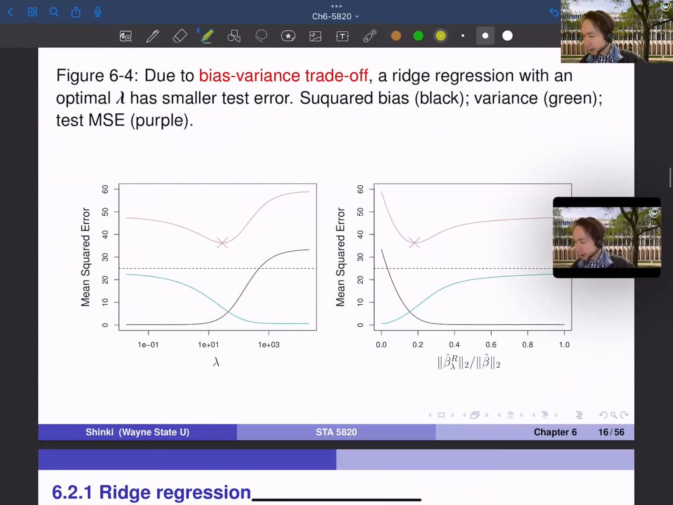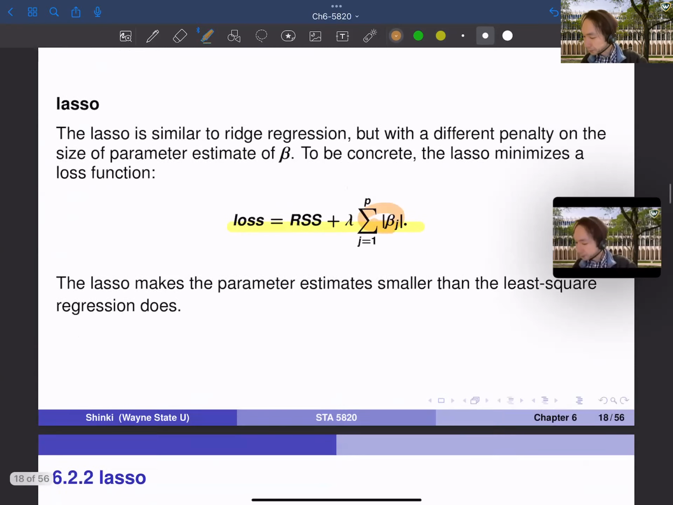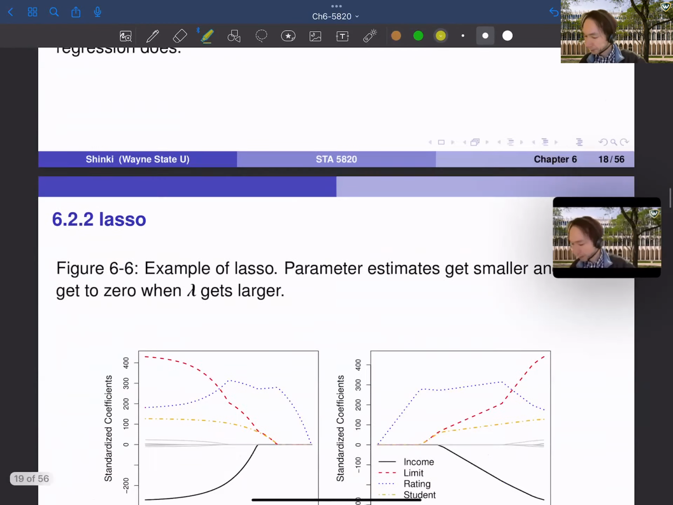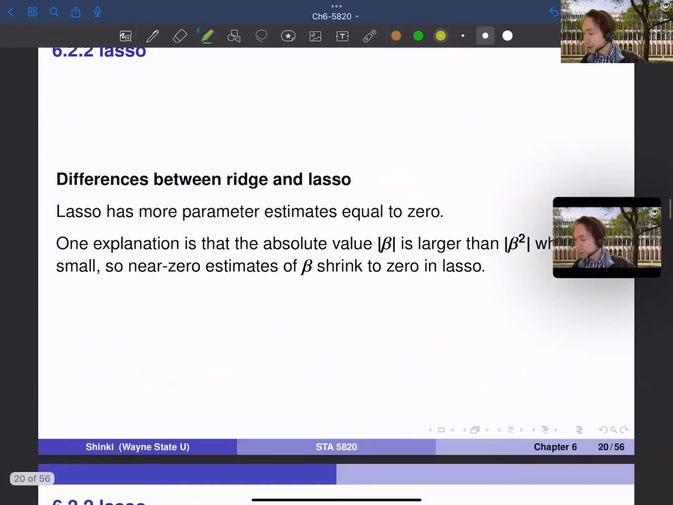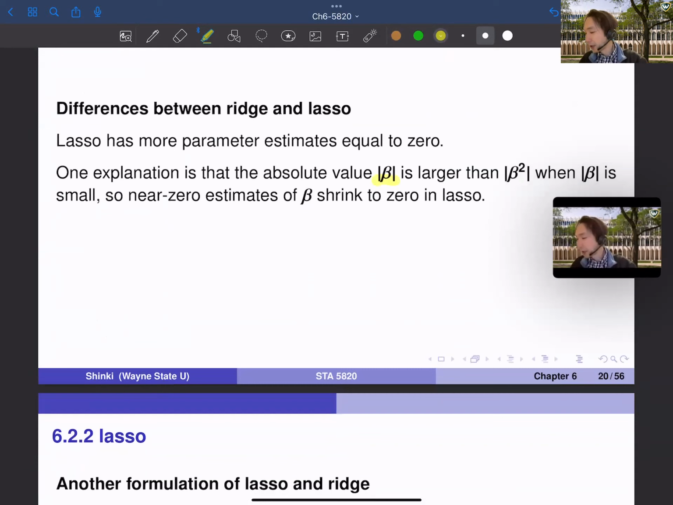And another method we discussed is lasso. So lasso minimizes this quantity: RSS plus lambda times the summation of the absolute value of beta j. So only this term is different from ridge regression. The idea is similar. We want to have a smaller RSS, but also a smaller sum of the absolute values of the coefficients. Ridge and lasso are similar, just the penalties on beta are different, whether the absolute value of beta or the square of beta.